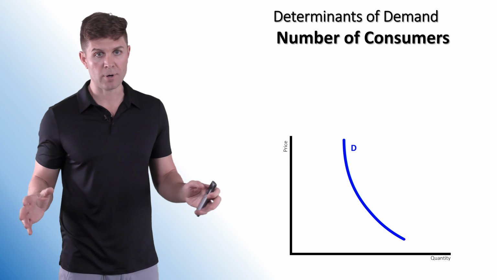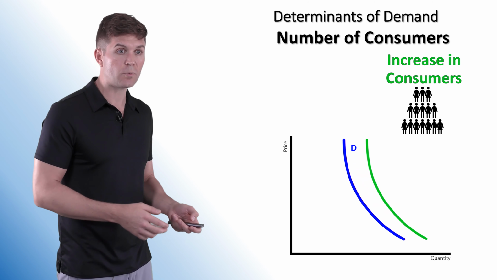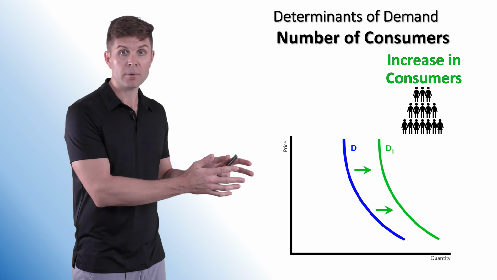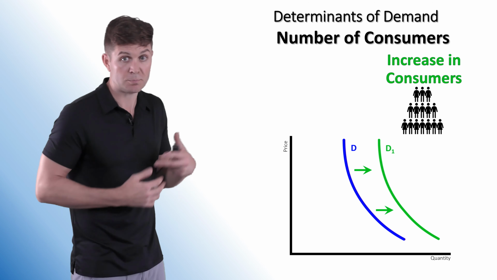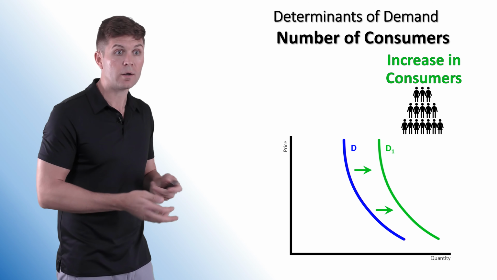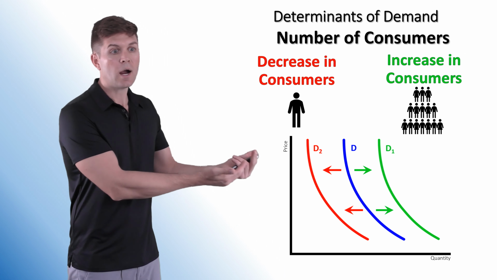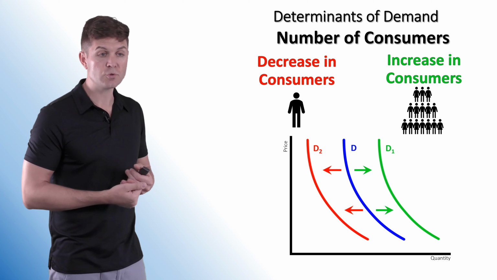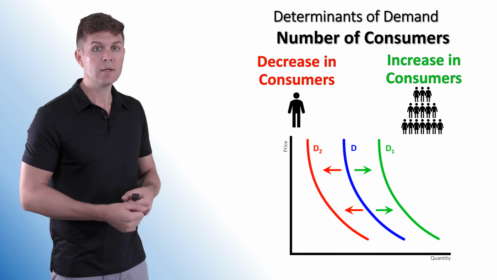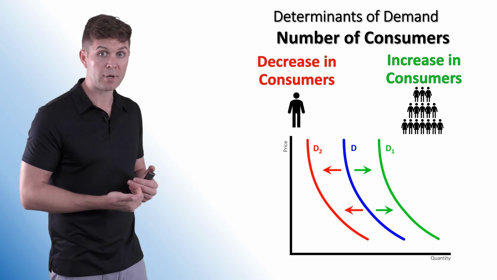For any given product, if there are more consumers around, demand is going to go up. It doesn't mean every consumer is buying them. It just means probably a lot of them are. Now, a decrease in consumers, fewer consumers in an area, is going to cause the demand curve to go down for the given product. Fewer people are going to buy it at every price level in the market.